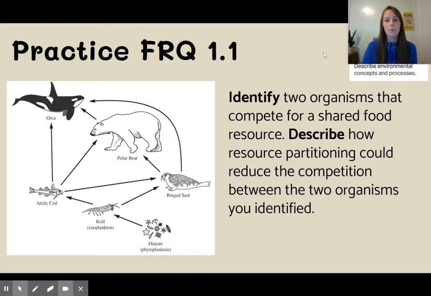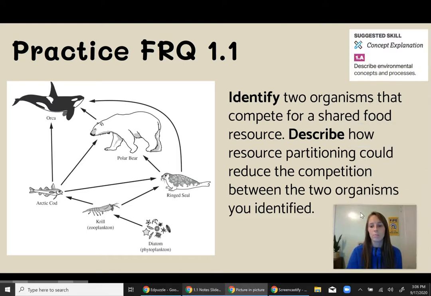So this brings us to our practice FRQ 1.1, which is where you're going to be practicing this skill of describing environmental concepts and processes. So what I want you to do is take a look at this food web here. And I want you to identify two organisms that compete for a shared food resource and describe how resource partitioning could reduce the competition between the two organisms that you identified. And remember, the bolded words are in reference to our FRQ verbs, so make sure that you reference what those mean.